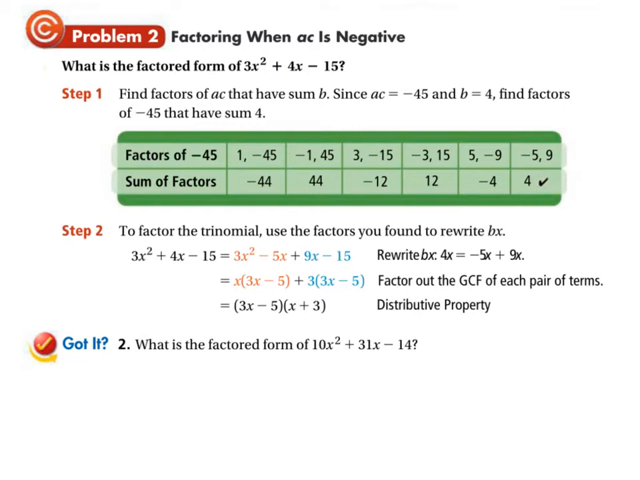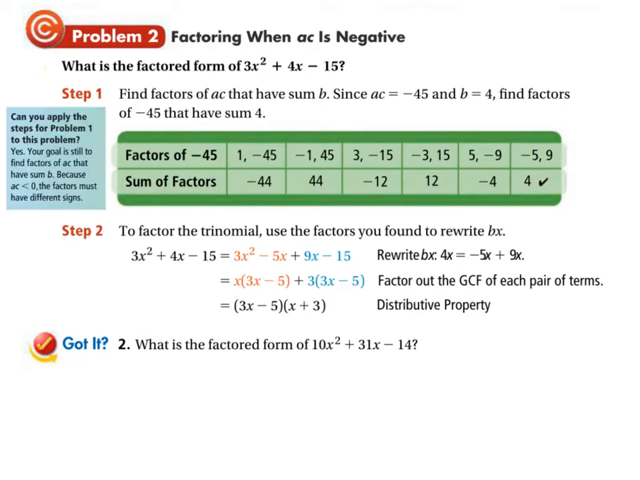Okay? So remember what we did in the first one. It says, can we apply the steps from problem 1 to this problem? Yep, we sure can. And the goal is still to find the factors of AC that have a sum of B. Just because AC is less than 0, AC is negative, we just need to have one of each sign. The factors have to have different signs, okay? And we've determined that they need to have the signs of negative 5 and positive 9. So we take what we had, this trinomial, and we rewrite this value of 4x to be negative 5x plus 9x. These two go together to be the 4x, right?